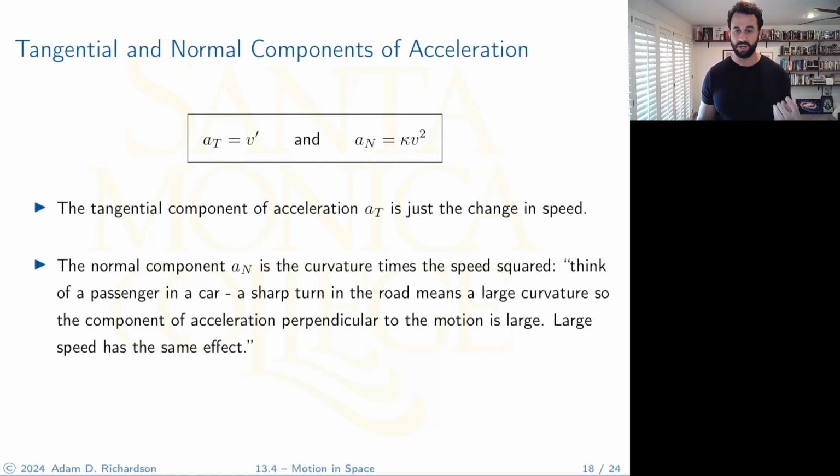Similarly, if you have a large speed, then this component is going to be very large as well. The speed itself, right? V instead of V prime. So there's a little bit of intuition for why these formulas appear the way that they do.